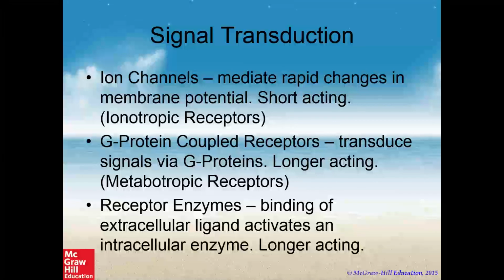Signal transduction across the membrane can involve ion channels. Ion channels opening, allowing for ions to diffuse across the membrane, either into or out of the cell. That's a form of signal. That's an electrical signal. Ion channels are referred to as ionotropic receptors if they are the types of receptors that need to bind a ligand in order to open.